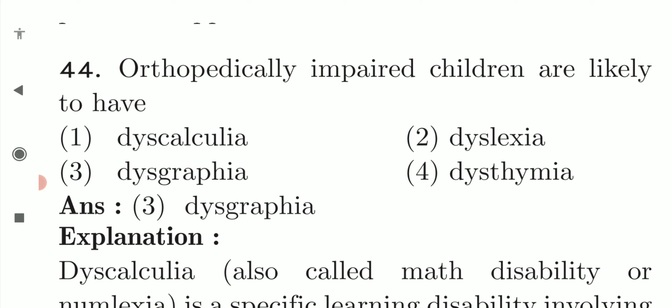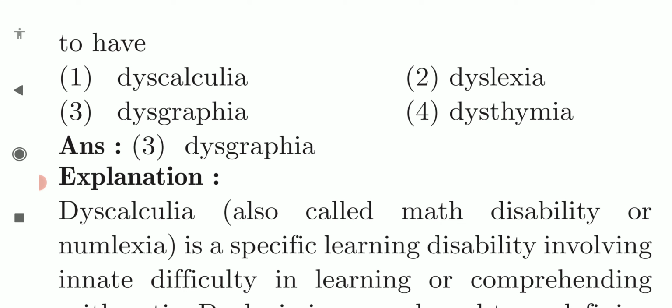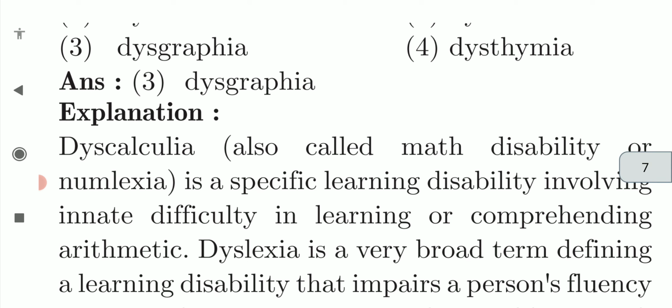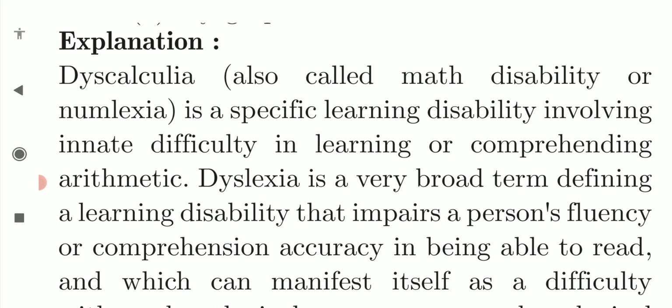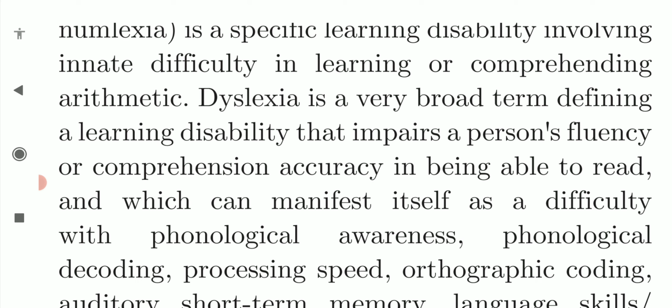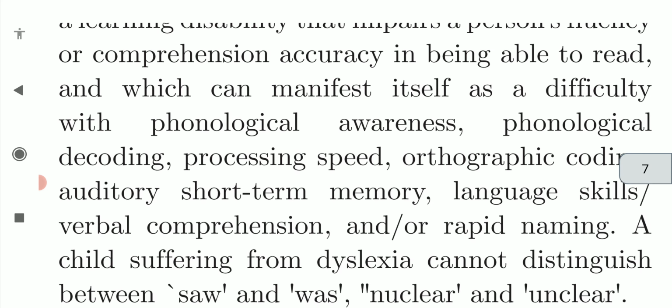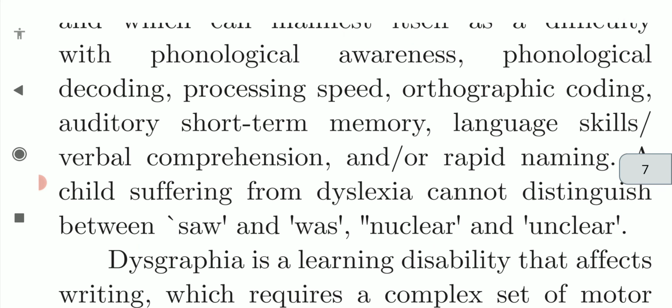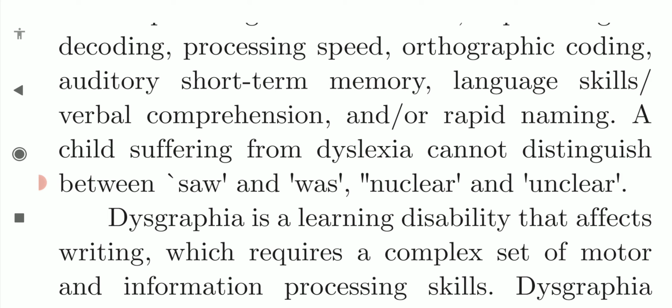Orthopedically impaired children are likely to have dysgraphia. Actually, dyscalculia means math disability. Specific learning disability involves the innate difficulty in learning or comprehending arithmetic. Dyslexia is a very broad term defining a learning disability that impairs a person's fluency or comprehension accuracy in being able to read. Dyslexia means the person can't read fluently, which can manifest itself as a difficulty with phonological awareness, phonological decoding, processing speed, orthographic coding, auditory short-term memory, and language skills. Everything will come here.